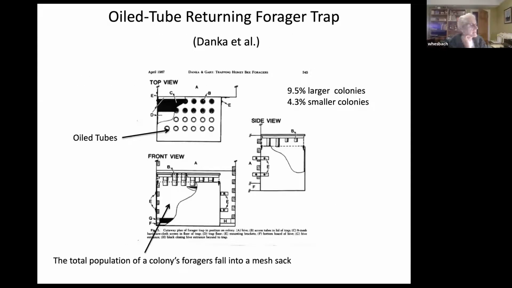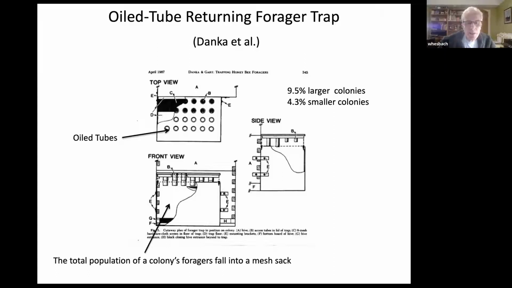And now, how did Danka figure out that there's a higher forager population in larger colonies? Well, here's what he did. He took colonies and manipulated them. There was a smaller colony with a certain population of bees and a larger colony with a certain population of bees. He determined what is a smaller and a larger colony, and they were significantly smaller and larger. So there was some validity to his experiment.